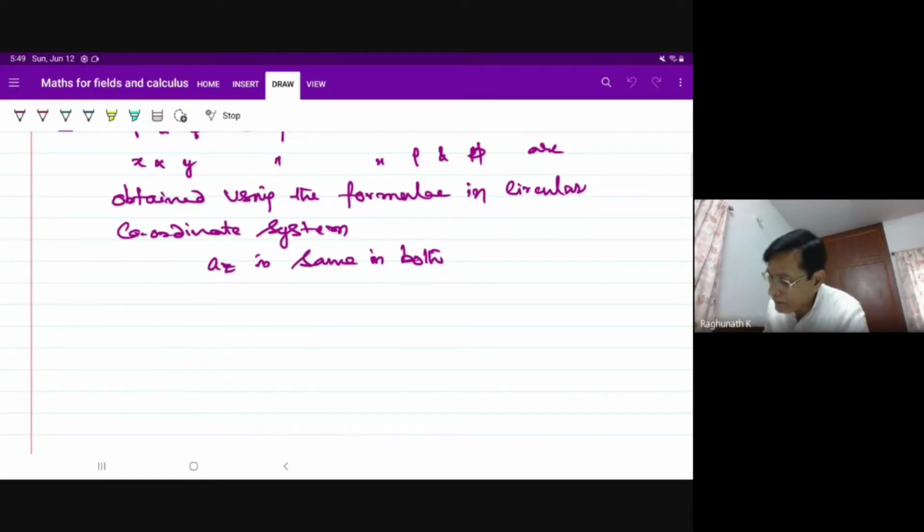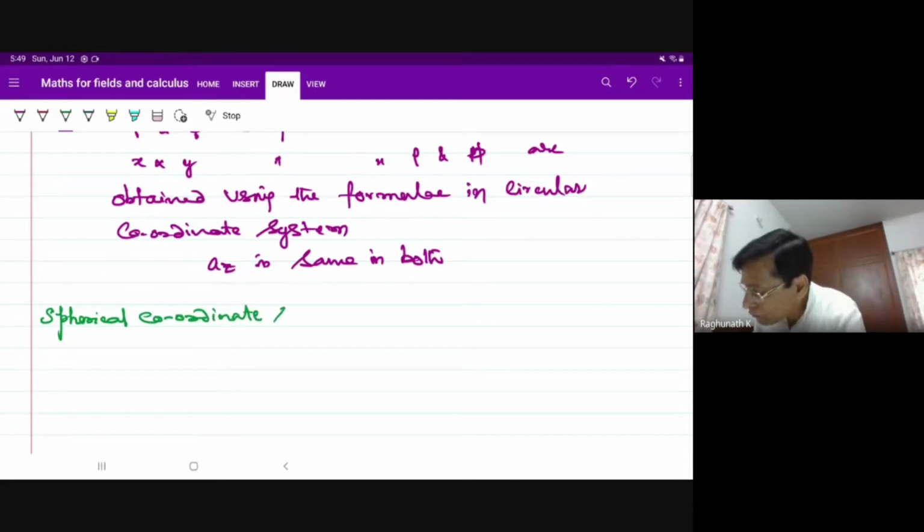The next one is, independently given, actually, it is spherical coordinate system. Again, developed in the Cartesian coordinate system, like cylindrical coordinate system. Taking the basis as Cartesian coordinate system. That's why even in cylindrical coordinate system, we spoke about XZ plane and all, right?